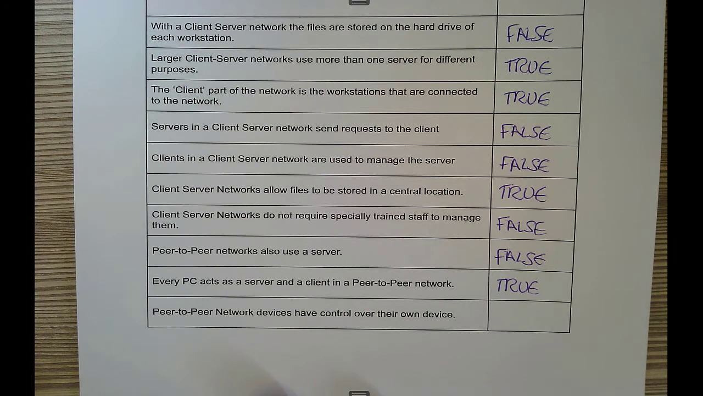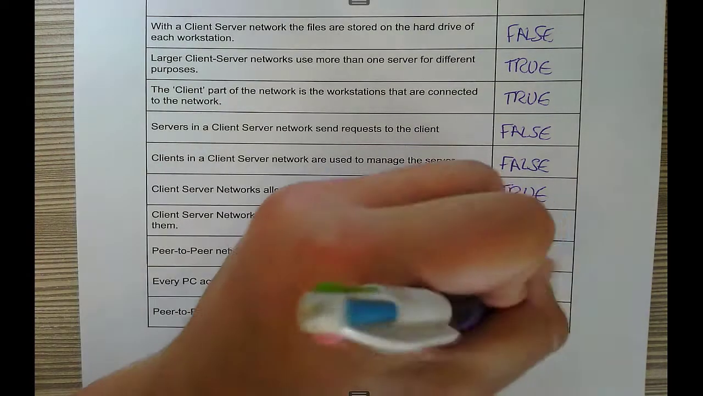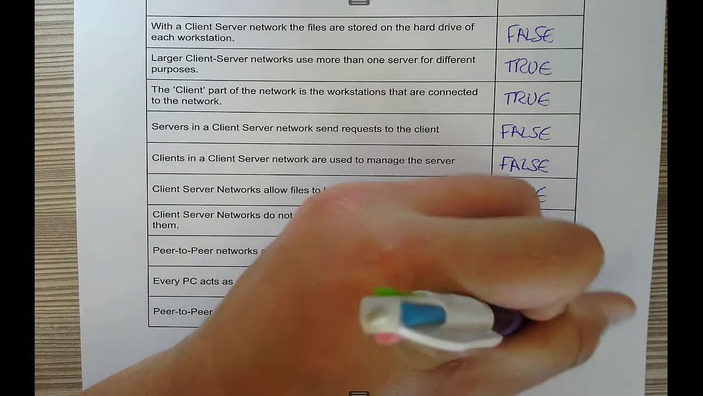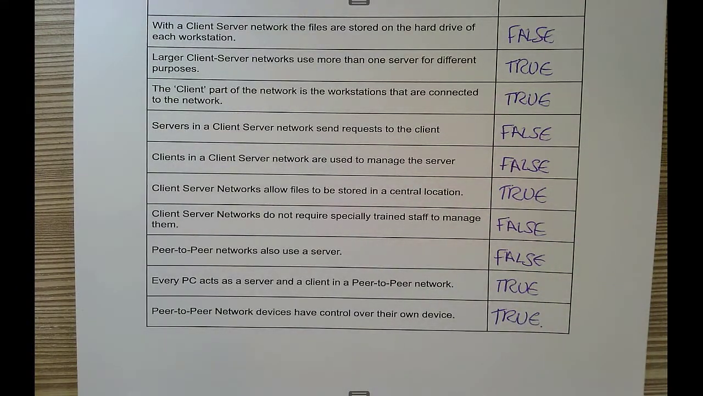Peer-to-peer network devices have control over their own device. That is true. If you're on a peer-to-peer network, you are responsible for your own file storage. You are responsible for making sure software is up to date, like antivirus software. You have control. The server doesn't control that. So there are your answers for the client-server and peer-to-peer activity.